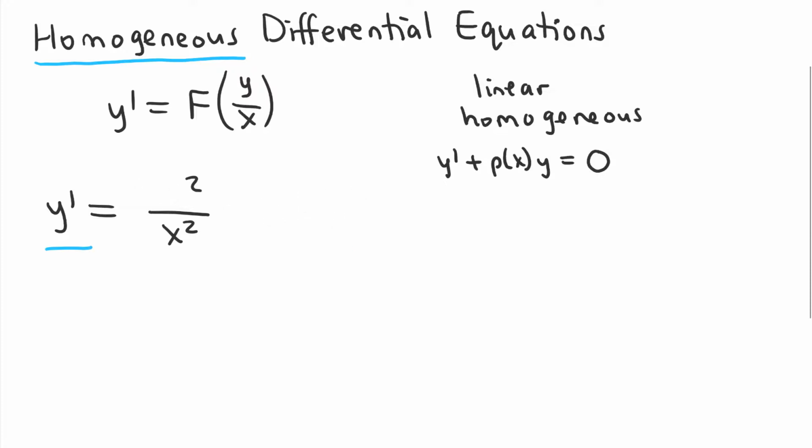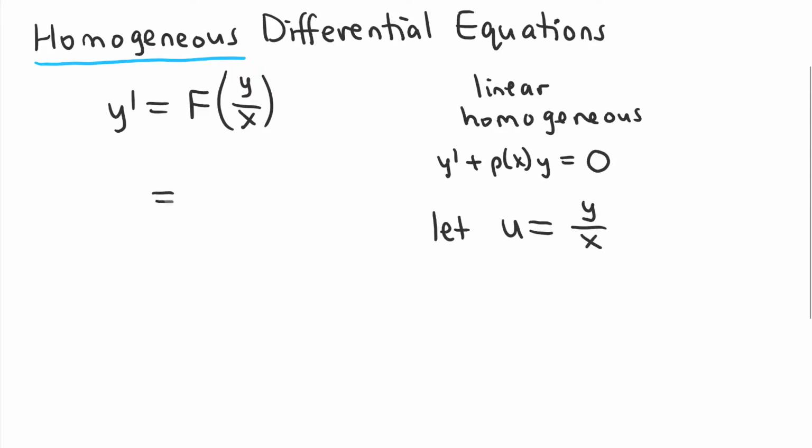Okay, so how do we solve these types of equations? We can do this using substitution. If we let u, a new variable, be the ratio y over x, that makes sense, because then the right side of the equation just becomes f of u.